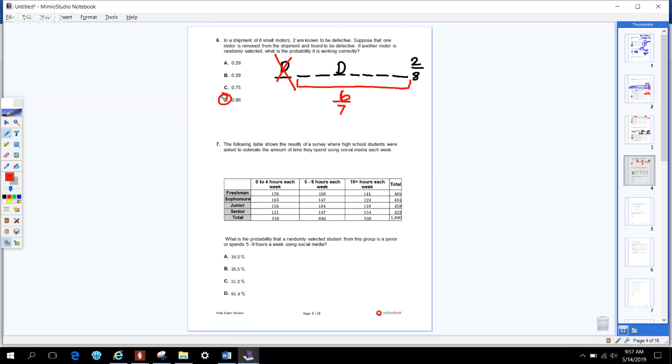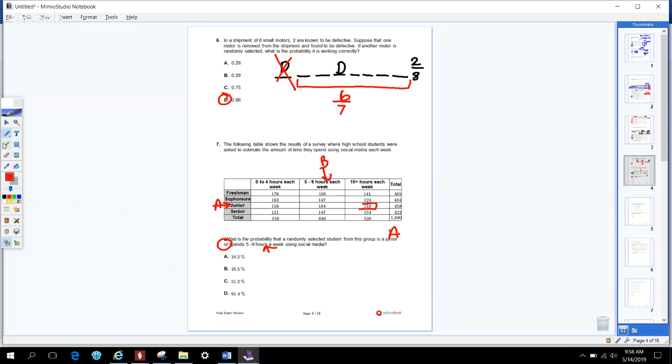7. The following table shows the results of a survey where high school students were asked to estimate the amount of time they spend using social media each week. What is the probability that a randomly selected student from this group is a junior or, remember I told you, or, so we have to add and then we have to subtract. Anytime you see or, you add and subtract. So it says, is a junior, that's going to be my total group. How many people are juniors? And then how many spend 5 to 9 hours a week? This is my B. And then I'm going to have to subtract this overlap.